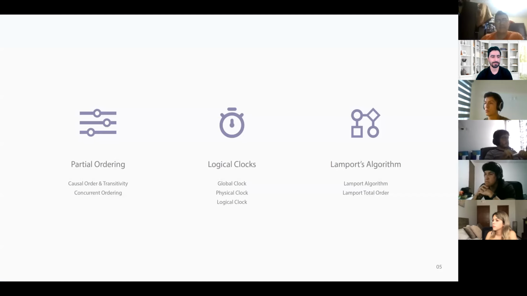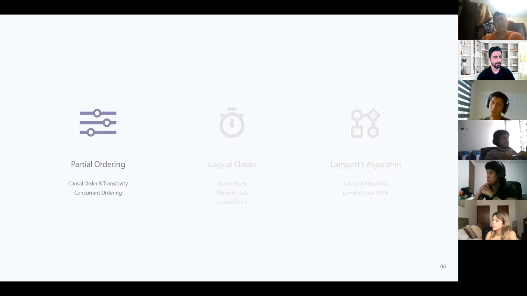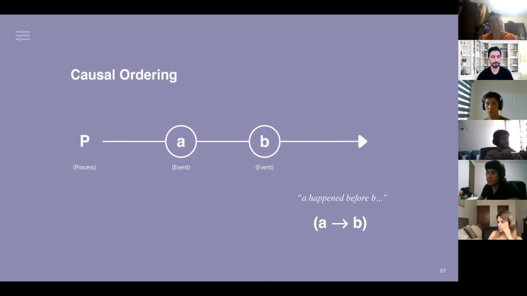We try to divide the paper into three main topics: the concept of partial order, the logical clocks, and the algorithm, Lamport's algorithm. So let's start with the partial ordering concept. Lamport first introduced this concept, but we'll try to explain it easily because it's easy. Just remember this theory.